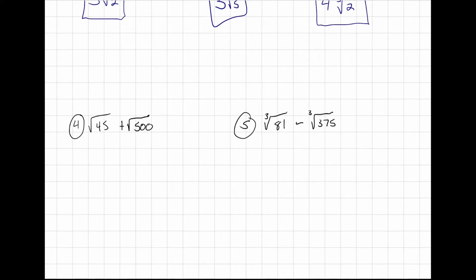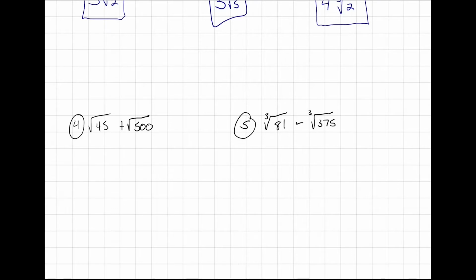So these problems do the same things as 1, 2, and 3, but now they ask you to add them together. The big thing that we have to remember here is that you cannot add radicals unless they are exactly the same. So some people would want to add the square root of 45 plus the square root of 500 and get the square root of 545. You can't do that. You can only add radicals that are the same and have the same number inside.